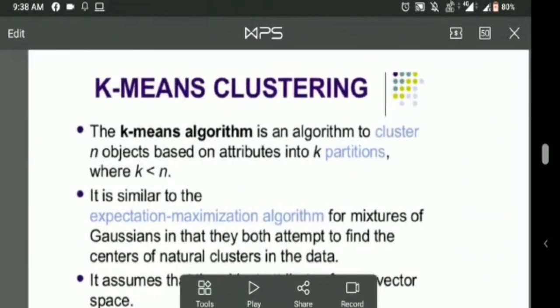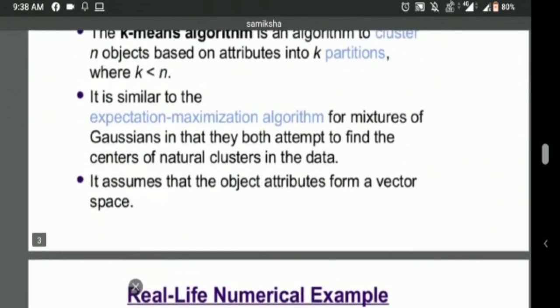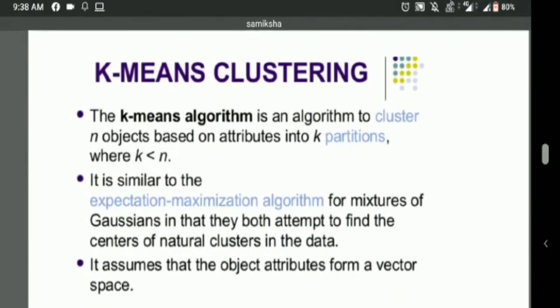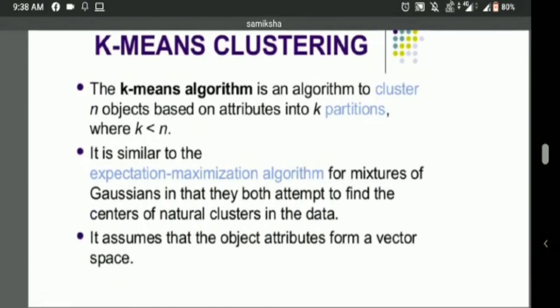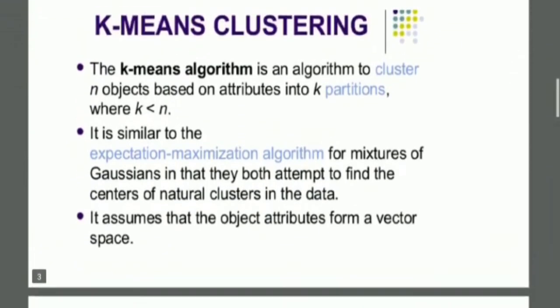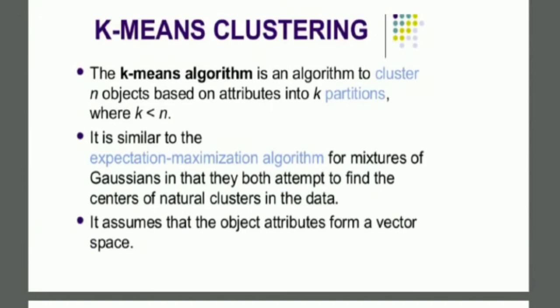K-means clustering algorithm is an algorithm for clustering objects based on attributes into K partitions, where K is less than n. It is similar to the expectation maximization algorithm for mixtures of Gaussians, in that they both attempt to find the centers of natural clusters in the data. It assumes that the object attributes form a vector space.